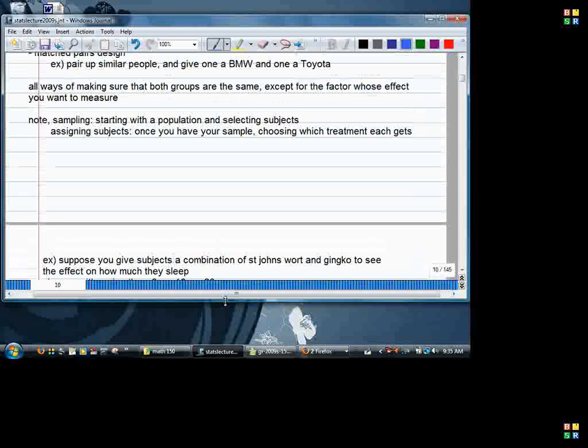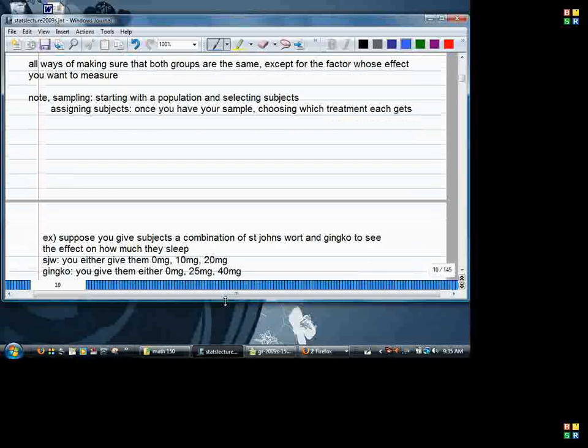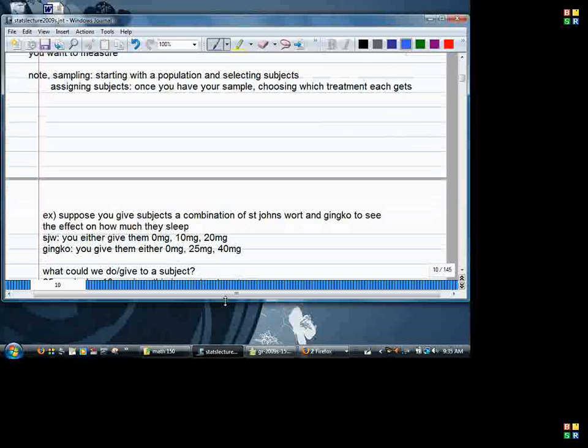So one of the first things you need to decide is, how much St. John's wort am I going to give people? Well, suppose you want to test these different possible amounts. So every person is going to get either of the St. John's wort, they're going to get either 0 milligrams or 10 milligrams or 20 milligrams. And of the ginkgo, you're going to give each subject either 0 milligrams or 25 milligrams or 40 milligrams. So the question is, what are the treatments?